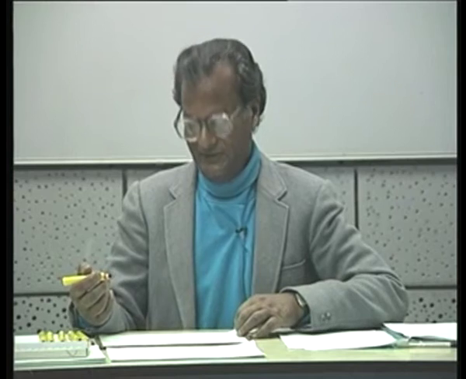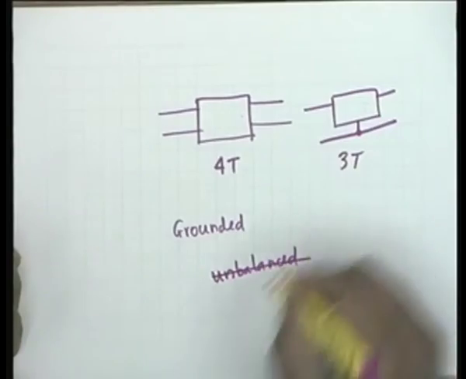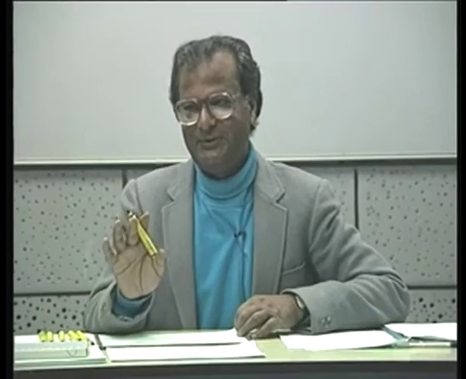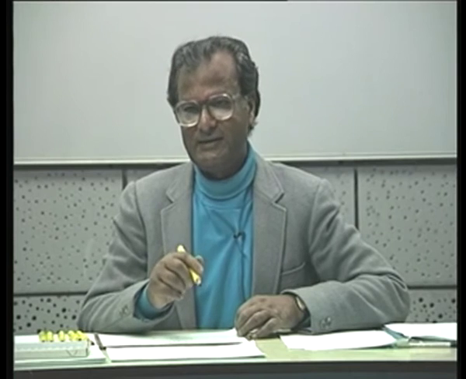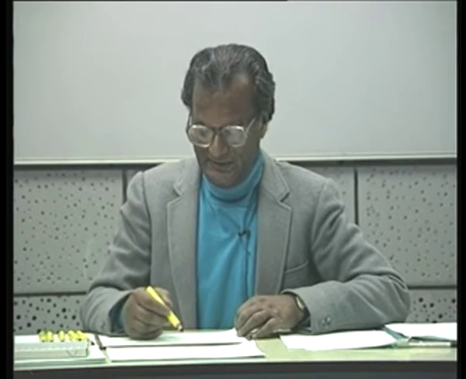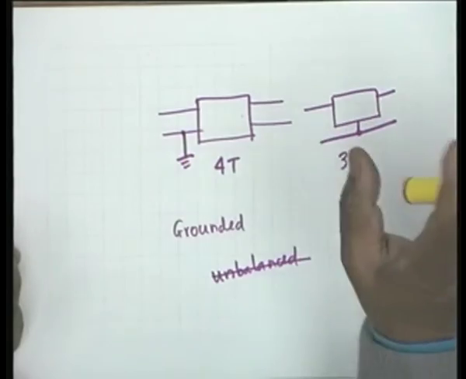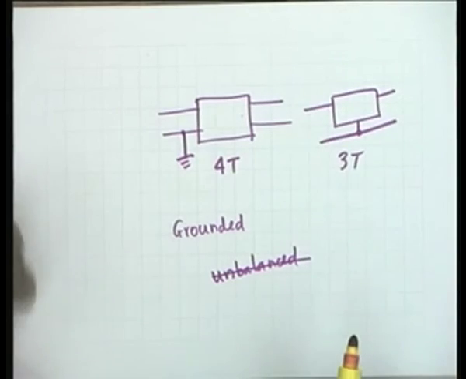I understand your confusion. We will come back to this. We will not introduce the unbalanced term now. We will do it later. So, grounded means one of the terminals is grounded. Suppose one of the terminals of the 4 is grounded, then we will call it a grounded network.